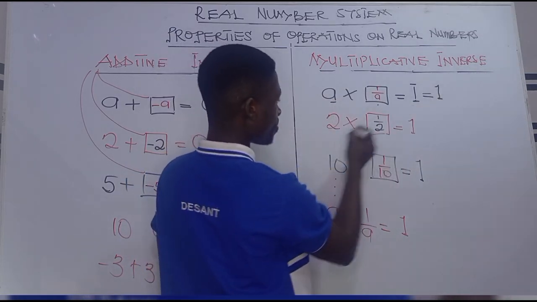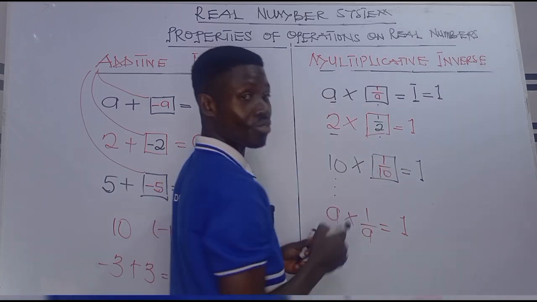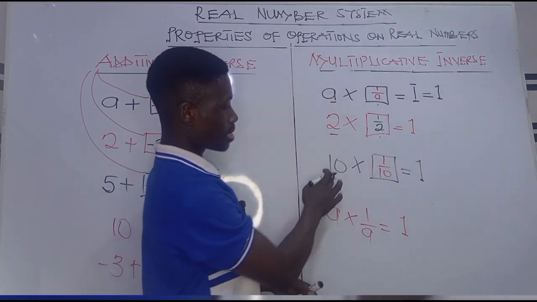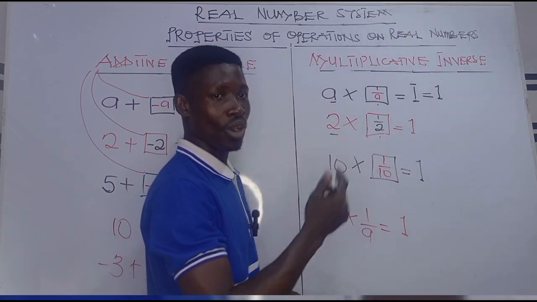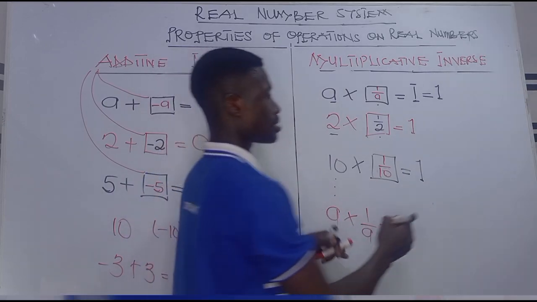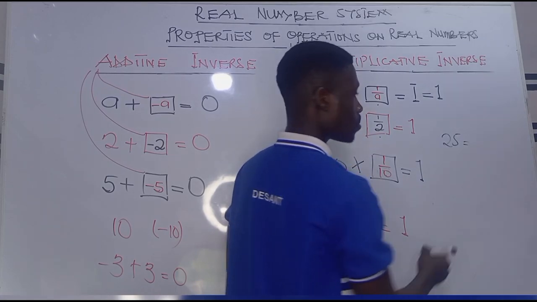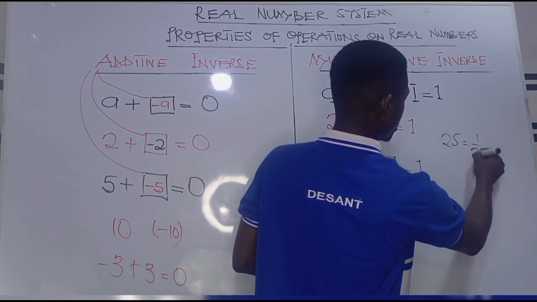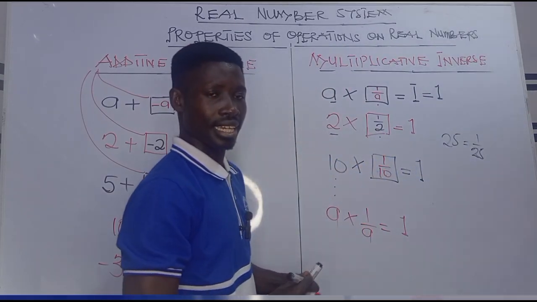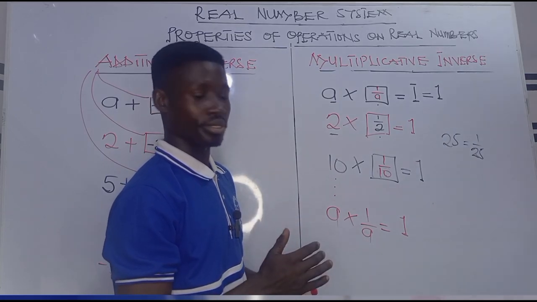The multiplicative inverse of 2 is 1 over 2. So the multiplicative inverse of 10 is 1 over 10. What about the multiplicative inverse of 25? It's still 1 over 25. And that is that. I believe you are following. Good.